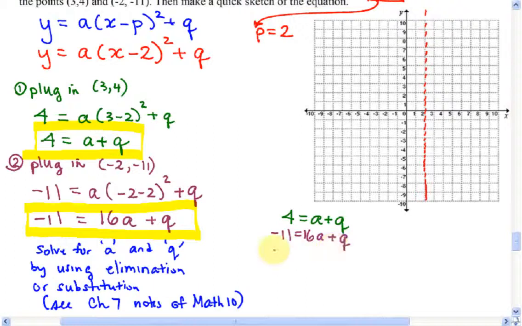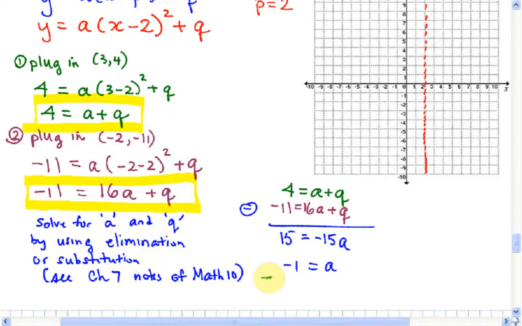But in any case, by elimination, which variable do you want me to eliminate first, a or q? q seems to be the easier one. Should I add or subtract? Subtract, yes. So 4 take away negative 11 is positive 15. a take away 16a is just negative 15a. So a, oh, that's very nice. a equals negative 1. What's q then? You have to plug it back in to solve for q. I'll use the green equation because it looks easier. 4 equals negative 1 plus q. And therefore q equals 5.